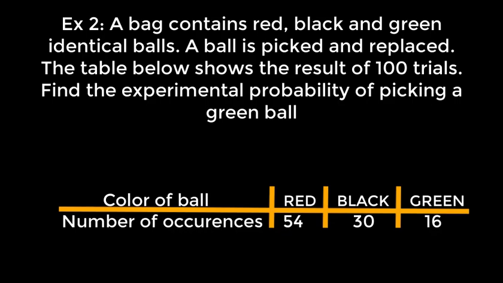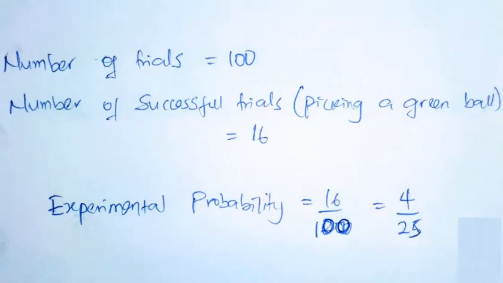In that case, the number of trials will be 100. The number of successful trials, that is picking a green ball, is 16. Therefore, our experimental probability in that case is 16 over 100, which is now going to be 4 over 25.